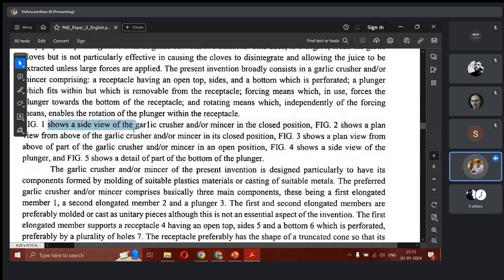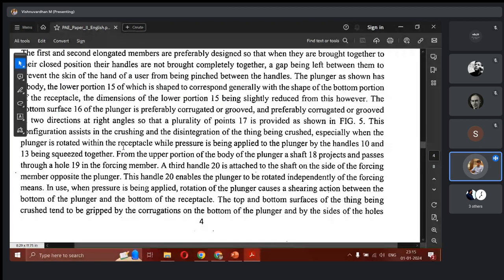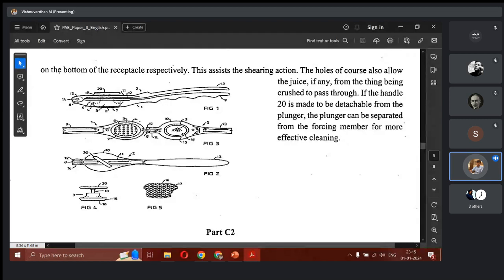So they're saying figure 1 is a side view of the garlic crusher in a closed position. So here they're saying figure 1 is a side view. You guys can visualize it, right? Like when you put the lemon or the garlic in and you squeeze it, and then this plunger is there on the top.